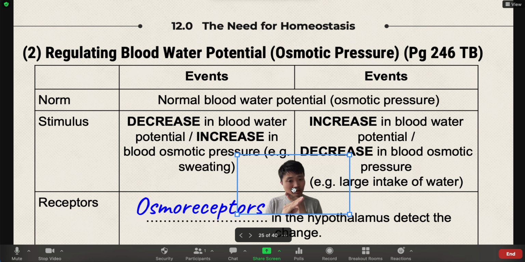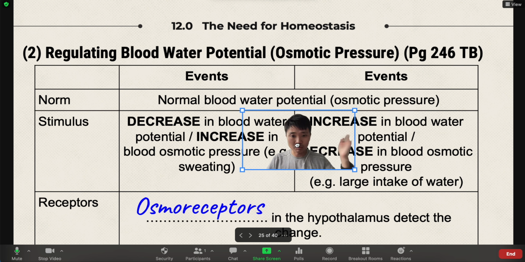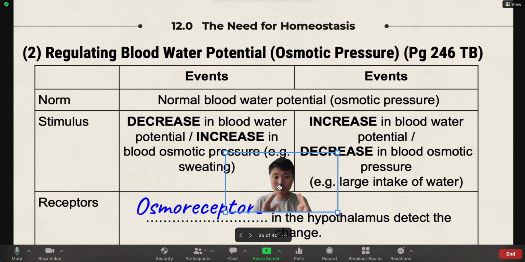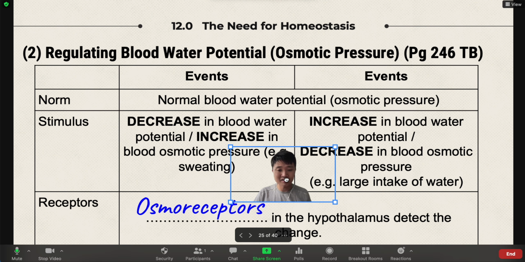So I don't use osmotic pressure here to explain, okay? But for convenience's sake, it's actually the reverse. If there's a decrease in blood water potential, it means an increase in blood osmotic pressure, and vice versa. So I'm just going to use blood water potential to explain. What happens when the blood water potential increases or decreases? Then the osmoreceptors in the hypothalamus in your brain will detect the change. These are in charge of producing your ADH, your antidiuretic hormone.